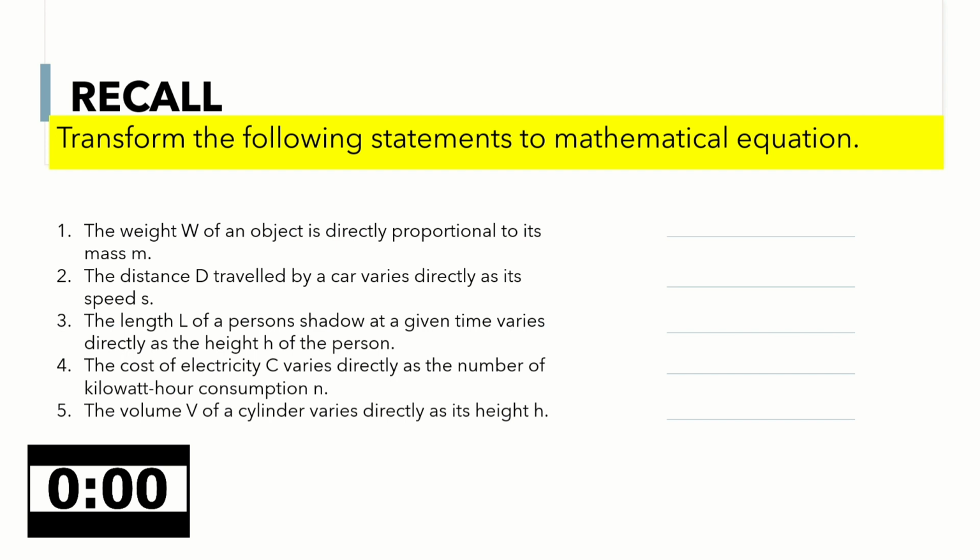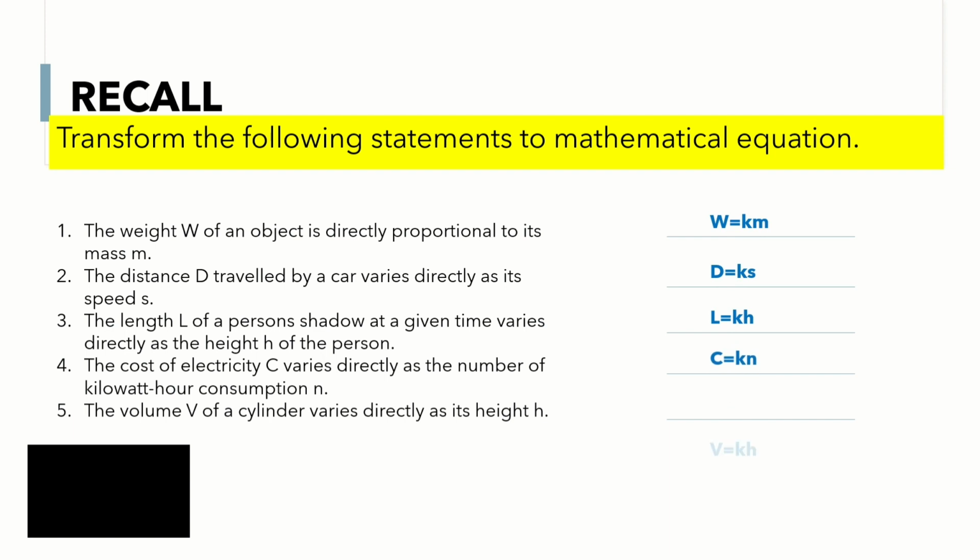All right, time's up. In number one, the answer is capital W is equal to Km. In number two, capital D is equal to Ks. Number three, capital L is equal to Kh. Number four, capital C is equal to Kn. And number five, capital B is equal to Kh. If your answers are all correct, then you are great.